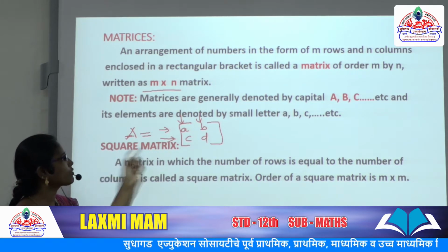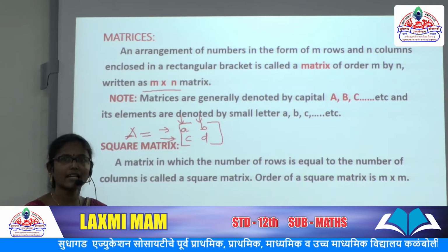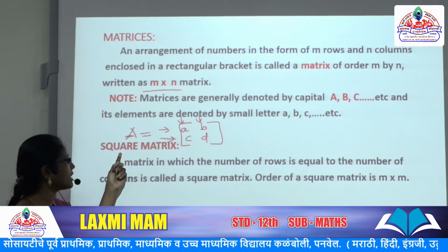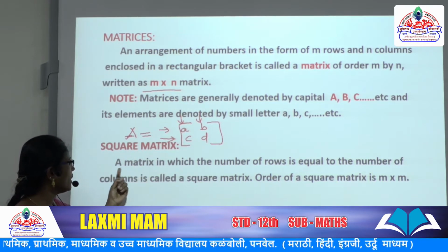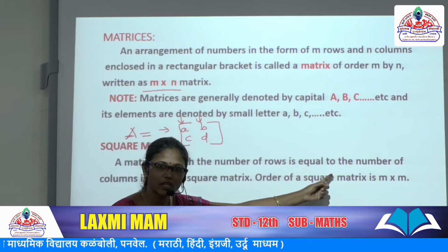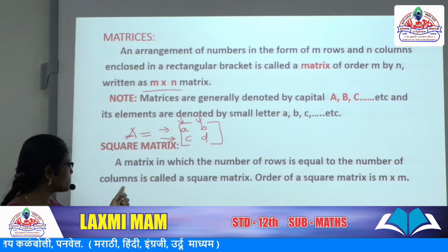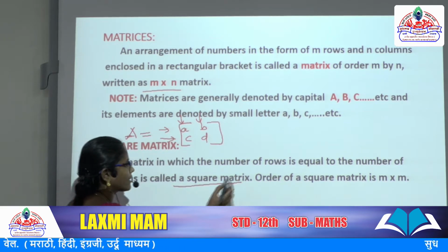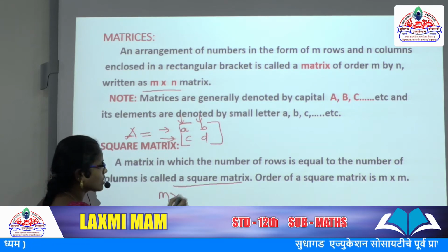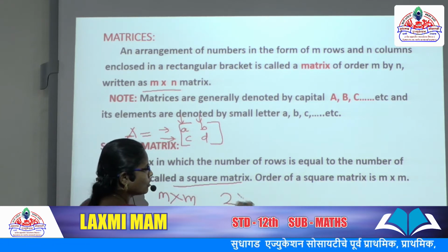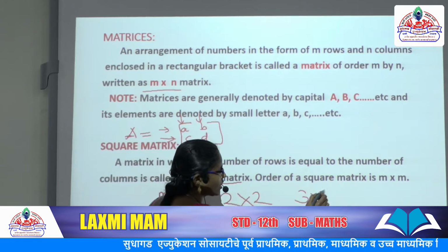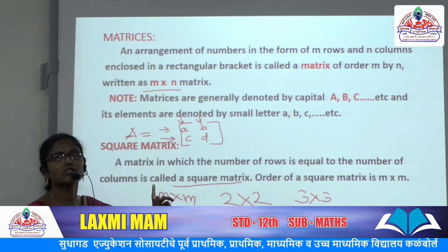What is a square matrix? If the matrix having same number of rows and columns, then it is called as a square matrix. See the definition. A matrix in which the number of rows is equal to the number of columns is called a square matrix. Then the orders, if the rows is m, then the columns also m. If the rows is 2, then the columns also 2. If the rows are 3, then the columns are also 3. This is the square matrix.